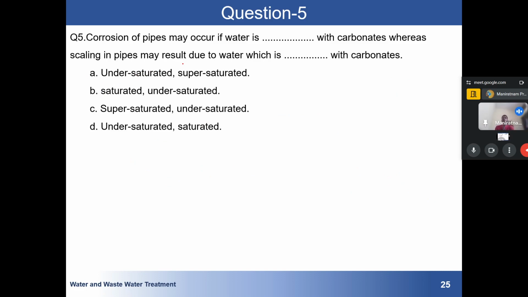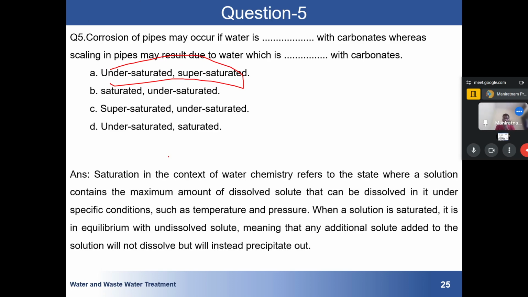Coming to another question: corrosion of pipes may occur if water is undersaturated with carbonate, whereas scaling in the pipe may result if it is saturated with carbonate. First you have to know what the saturated condition and the undersaturated condition are, so I will explain something related to that. Saturation in the context of water chemistry refers to the state where a solution contains the maximum amount of dissolved solute that can be dissolved under specific conditions, such as temperature and pressure.